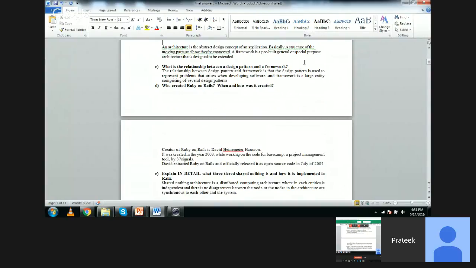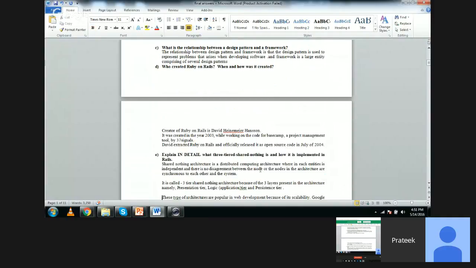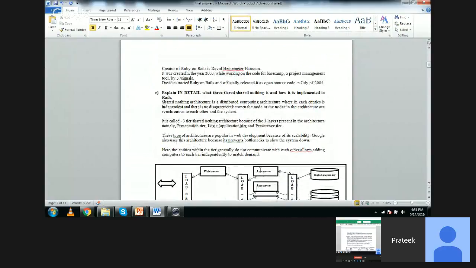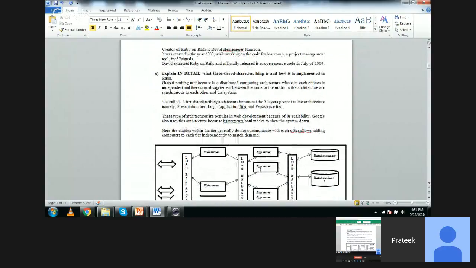It's not a mistake, just an observation, I guess. Okay. Explain in detail what three-tier shared nothing is and how it is implemented in Rails.